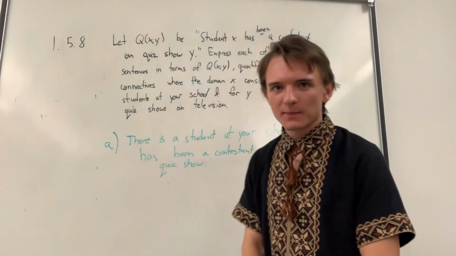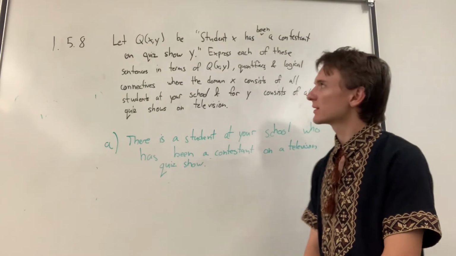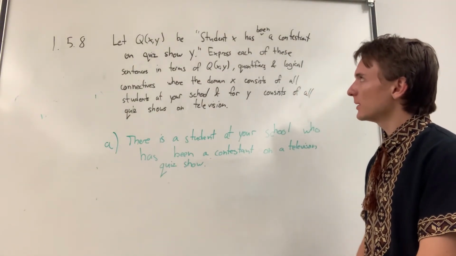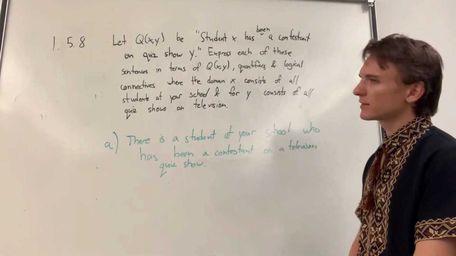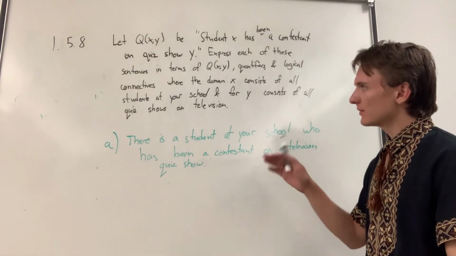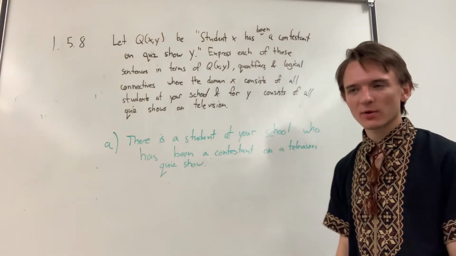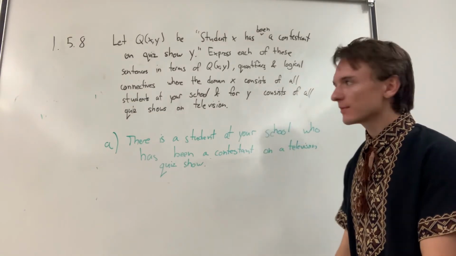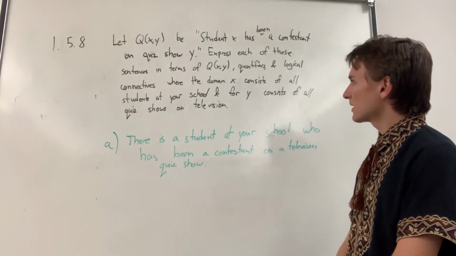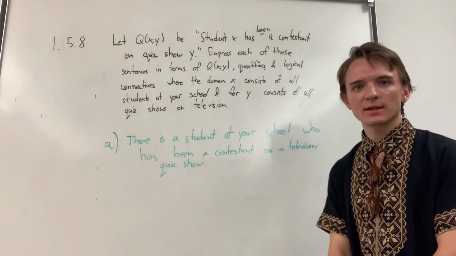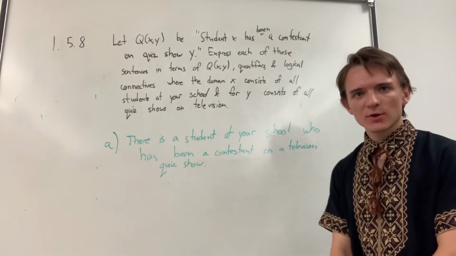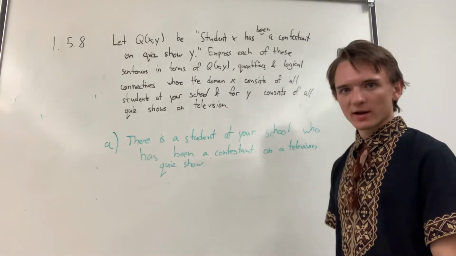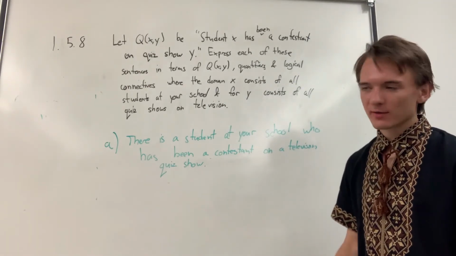So I really, really do hate word problems. 1.5.8. Let Q of x, comma y be: student x has been a contestant on quiz show y. And then yada, yada, yada. It's the same thing we've been doing all this time. It gives us the domain. X is all the students at your school, and Y is all of the quiz shows on television. So in some ways, this is actually easier because they're giving us the domain, they're giving us the predicate. In some ways, it might be harder.